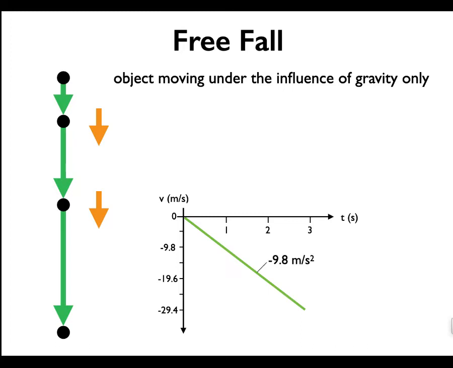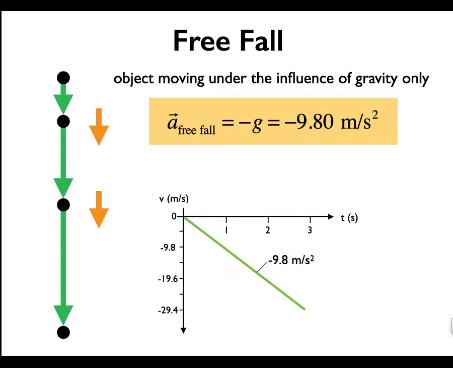It turns out it's negative 9.8 meters per second squared. So g is 9.8 meters per second squared. You always have to include the negative. It's not included in the letter g, right? This is a constant, right?